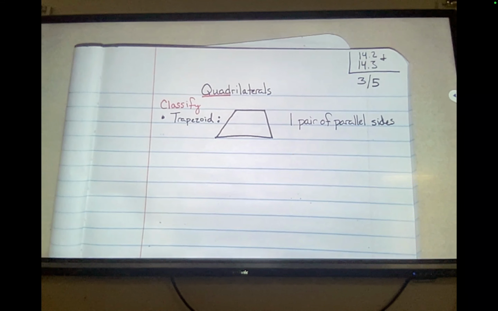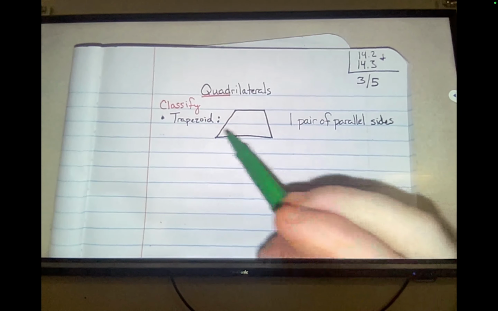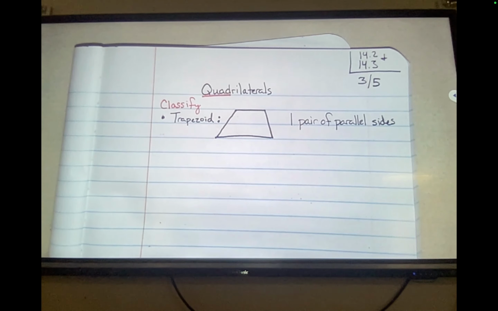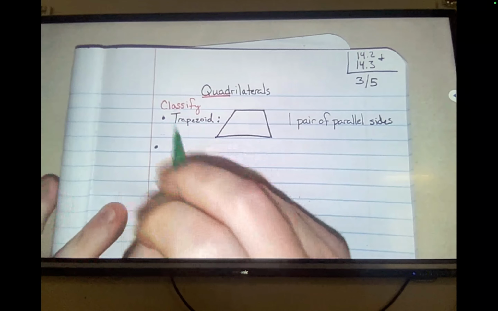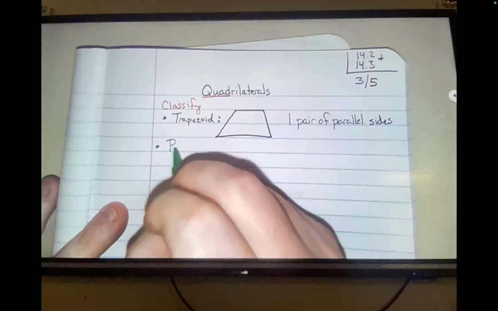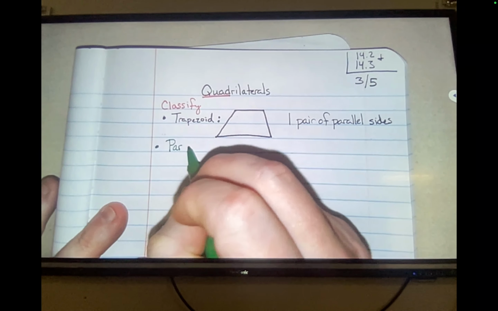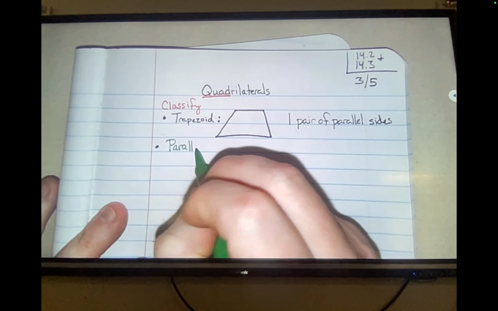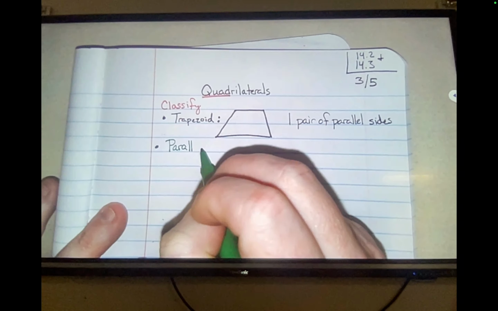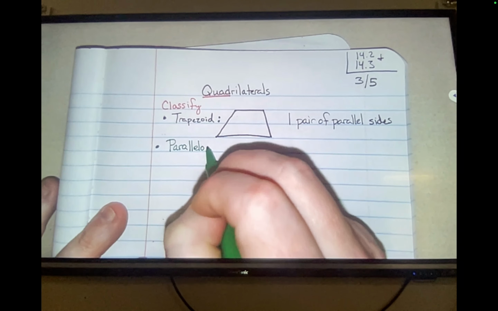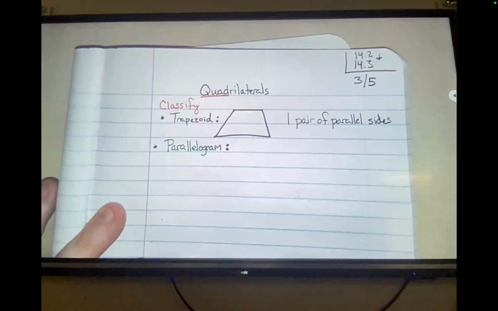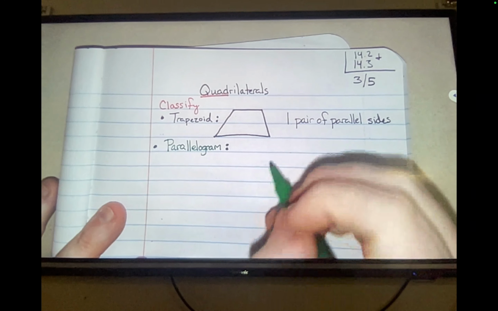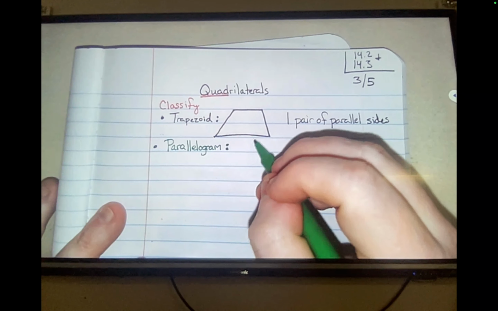Next, we have a shape, and like I said, these are all quadrilaterals. Look, 1, 2, 3, 4. So the next shape we have is probably one of the most common. It is called a parallelogram. Make sure I spell it correctly. And a parallelogram could look like this.